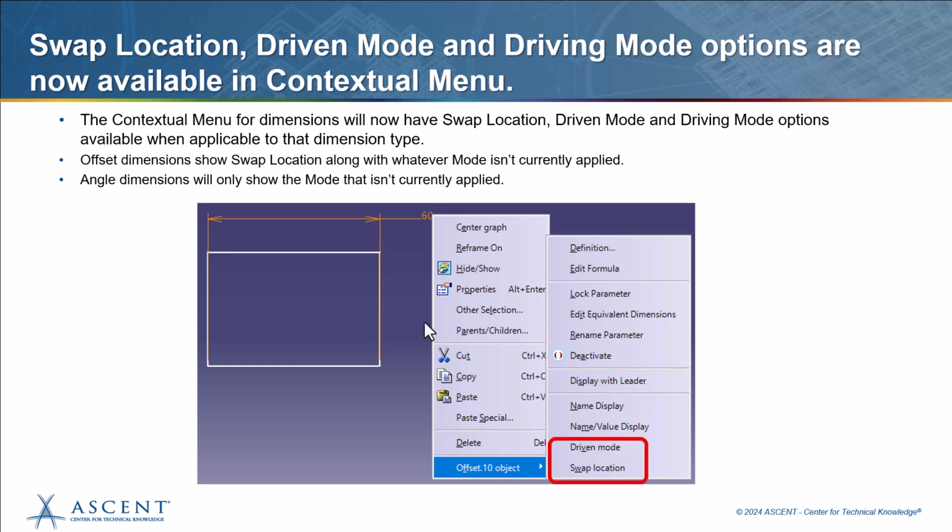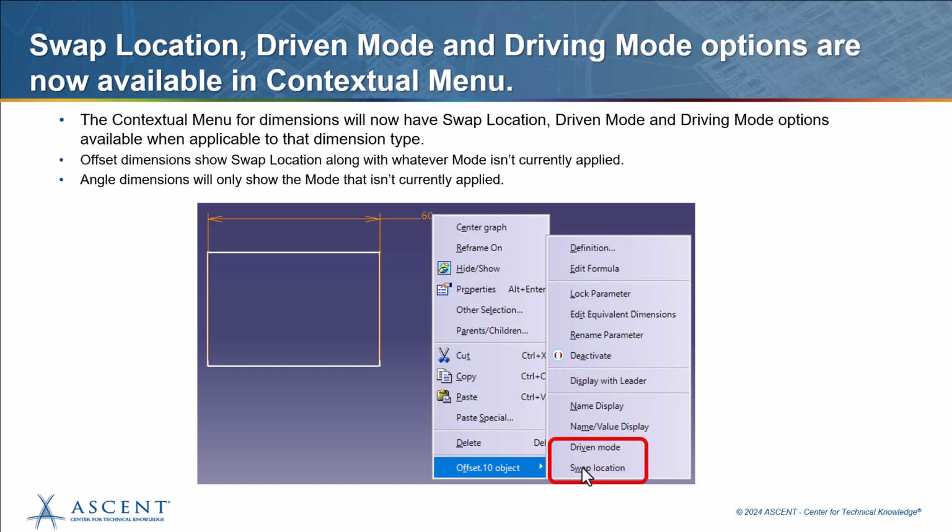So in this case, this is a driving dimension, meaning it's driving the location of those two lines. If I chose driven mode, it would put little brackets next to it, and it would be telling us the value without controlling the value. If you have a driven dimension and you want it to be driving instead, right click on it, and because it's driven, driving mode will be written there instead, and you can flip it between the two.